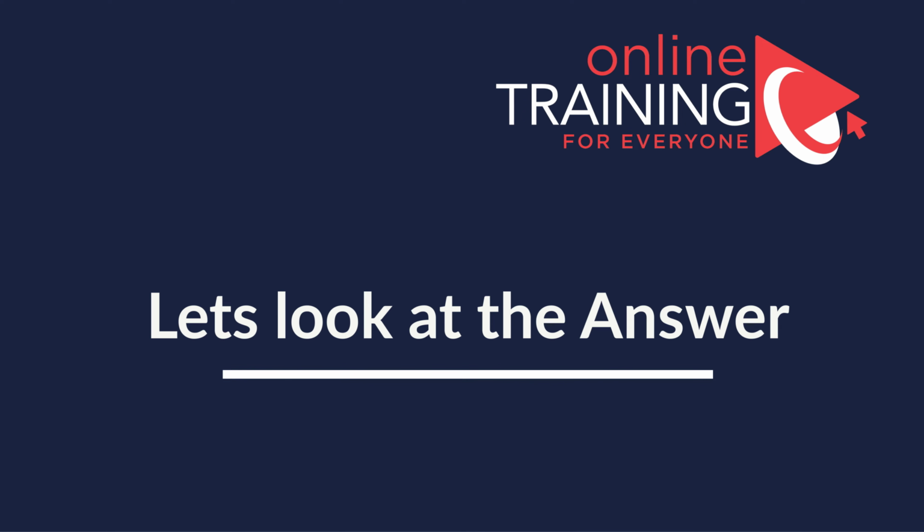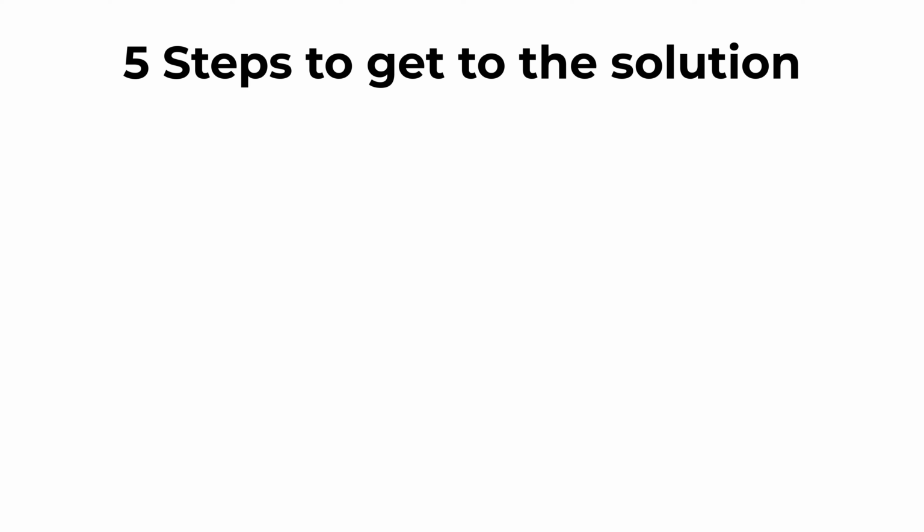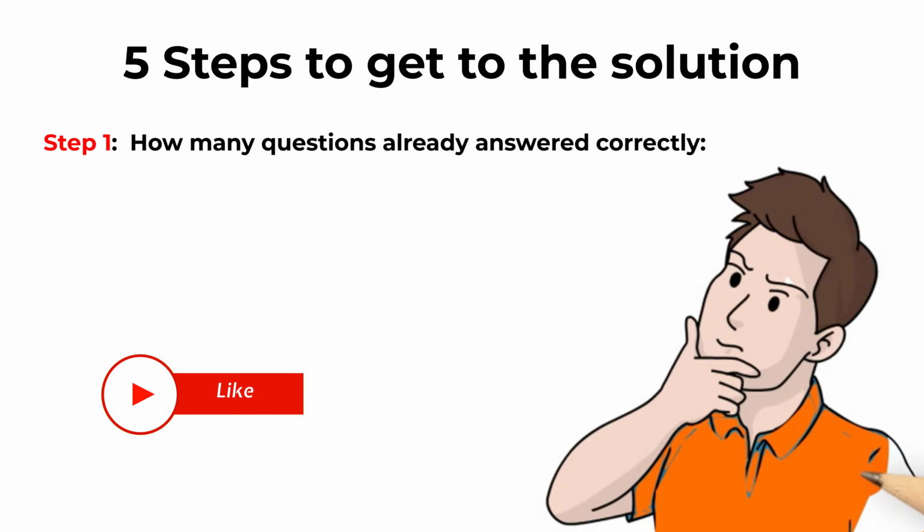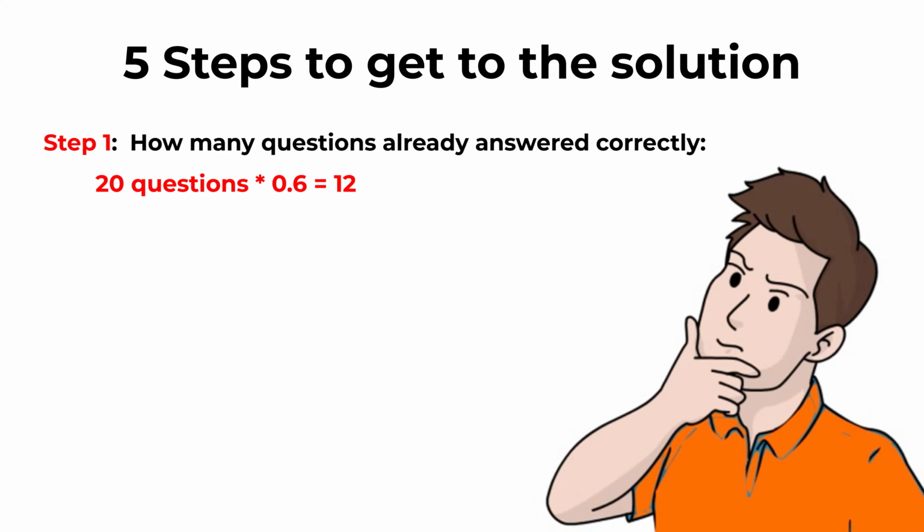As I already mentioned, this is a multi-tiered question, and it requires you to do multiple calculations to get to the correct answer. So the first calculation we would need to do is how many questions have already been answered correctly by the candidate. The answer is calculated by multiplying 20 questions by 60%. So the answer is 12 questions have already been answered correctly so far by the candidate.